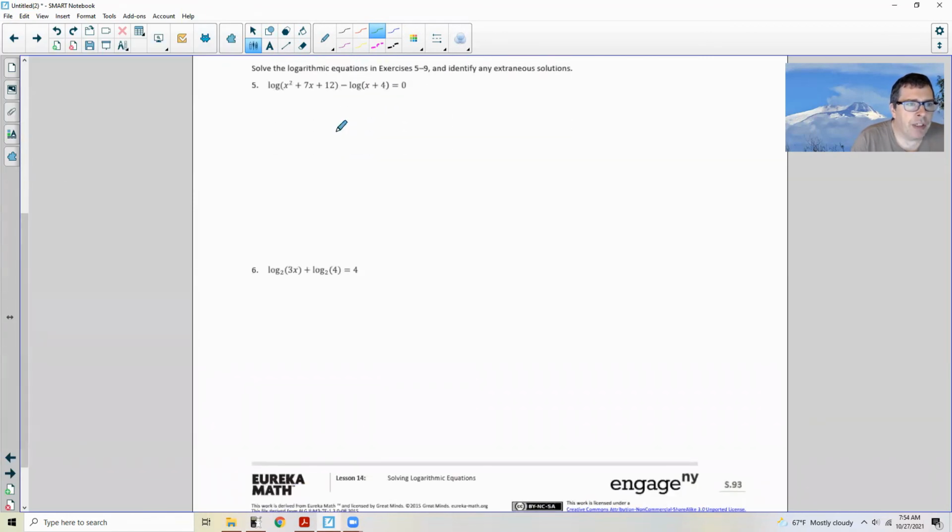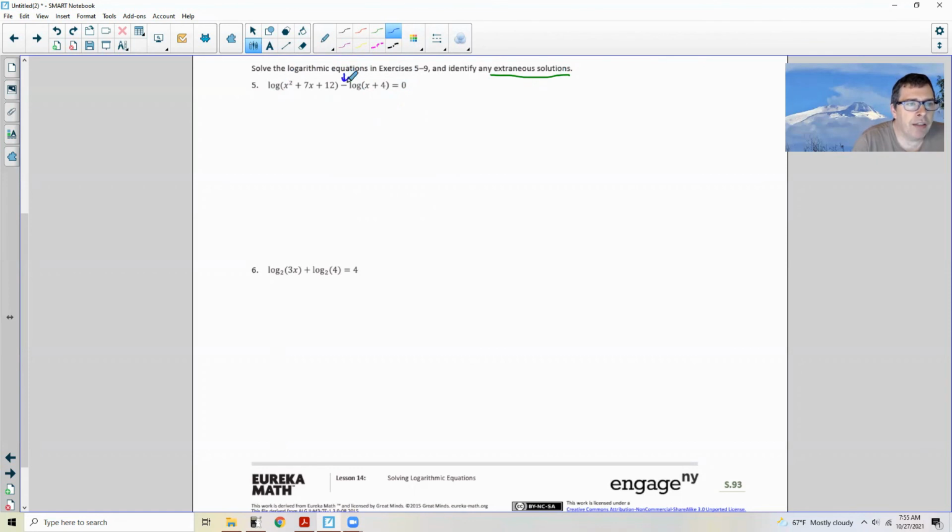Solve the logarithmic equations in exercises 5 through 9 and identify any extraneous solutions. Now we really need to check to make sure if both solutions, if we get more than one, are solutions to this. So we have a log equal to something. We have 2 logs on one side of the equal sign. We don't want that. First thing we want to do is get down to one word that says log once.